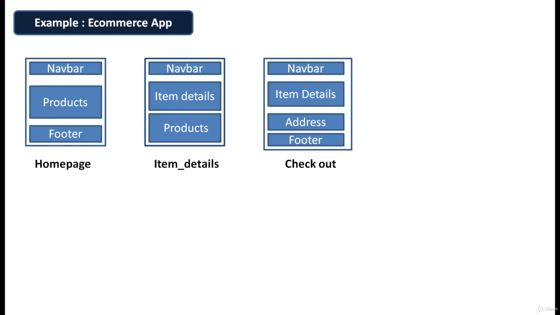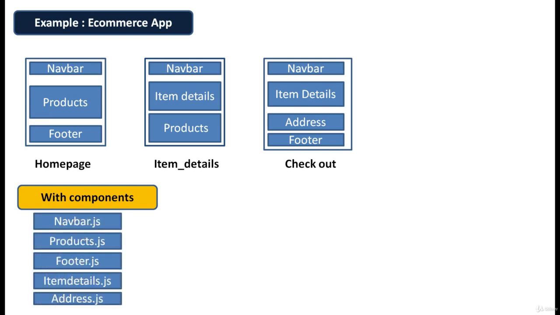Now we will see how we can develop this same application using components with React.js. First we will create all the separate components in this application. If you observe the application here, the navbar is repeated 3 times. In every page we have a navbar, and products is repeated 2 times. In the home page we have products, and in the item details page also we have the products. And we have the footer repeated 2 times, in the home page and the checkout page.